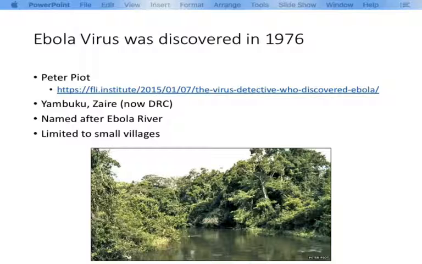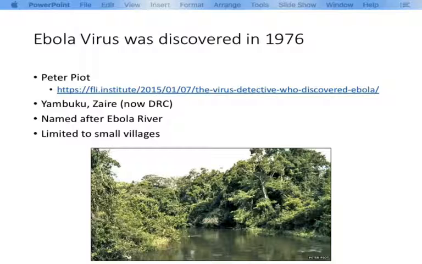Peter Piot is one of the discoverers of Ebola. He's kind of an expert in exotic diseases, and so that link there gives you a nice rundown of the history and their investigation of this first outbreak, if anybody wants to take a look at that later on.